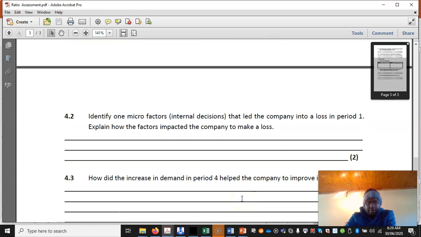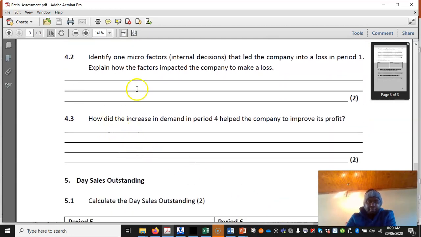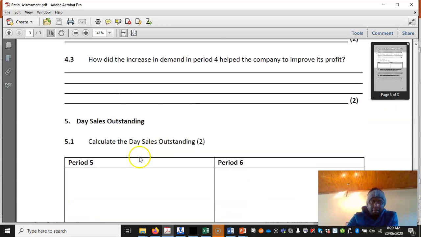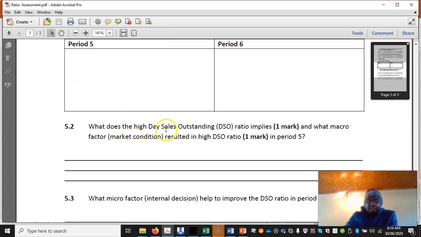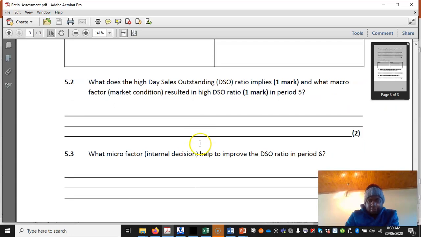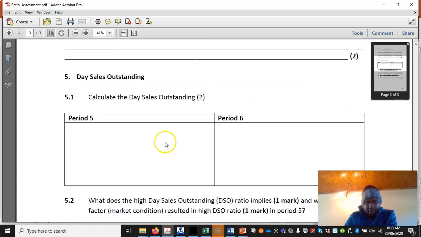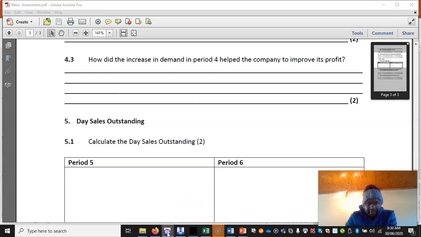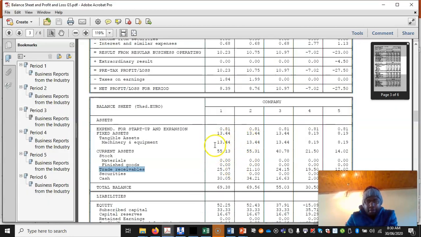That's how you have to deal with the questions, and it's the same question: identify one micro or one macro factor. Or, what does a high days sales outstanding ratio imply? You have to answer those kinds of questions. Days sales outstanding is interpreted in the ratios. You can go there, read what it means, and try to answer the questions. Which means you read the questions. If you need to calculate, you come to the reports, look for the information you need for that specific formula, calculate, and get the answers.